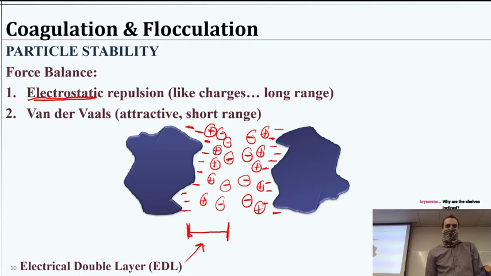This is EDL. That's how we describe that. And that goes out maybe 10, 20 nanometers into solution away from the particle surface. Okay, and this obviously is going to repel other particles that are charged likewise. So immediately one thing you see is, in order to counteract this, because this is kind of the normal way of being, this is when particles are stable, this repulsion is repelling them from each other.